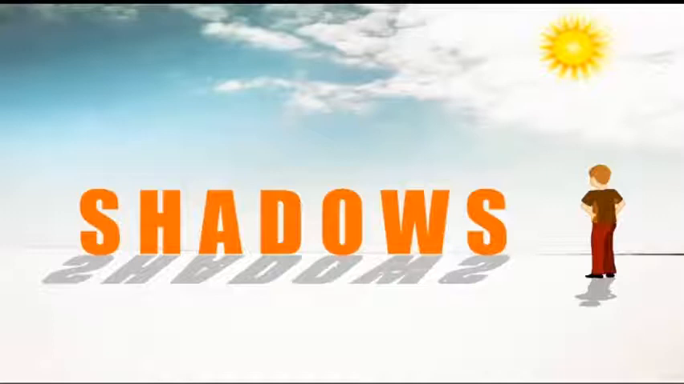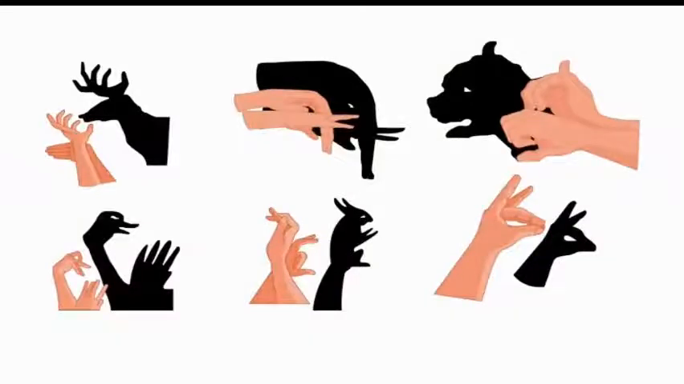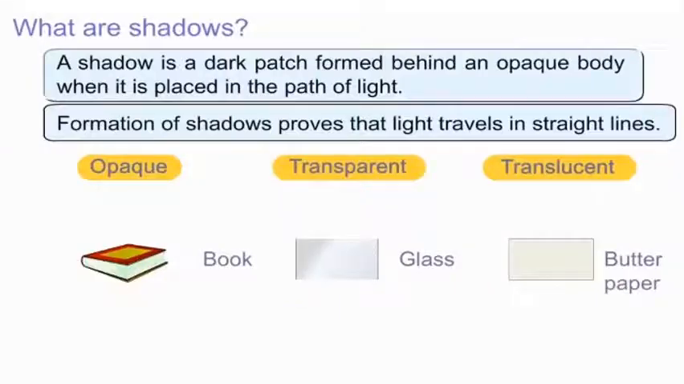Now let us perform an activity to form different shapes of shadows. Students, you can perform this activity at home. In a dark room, take one torch, try to form different shapes of shadows by placing your hands in the path of light. You can try different shapes and you can ask the other person to identify which type of animal it is. Identify the animals shown here by their shadows. Try it at home. Enjoy.